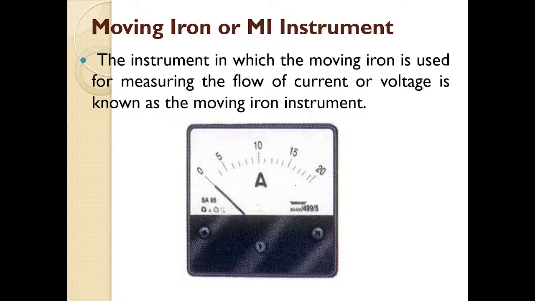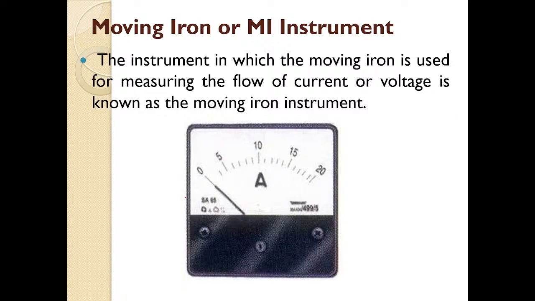You can see I am showing an image of an ammeter here. They can measure both AC and DC current or voltage, whereas the permanent magnet moving coil instrument can measure only DC parameters, DC current and DC voltage. But moving iron instruments can measure both AC current and AC voltage.